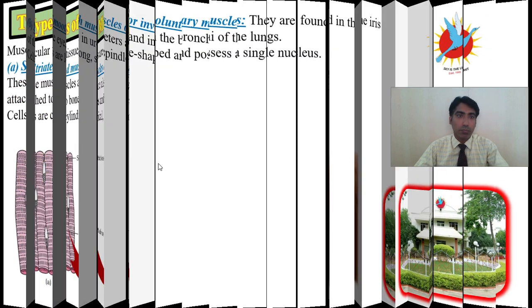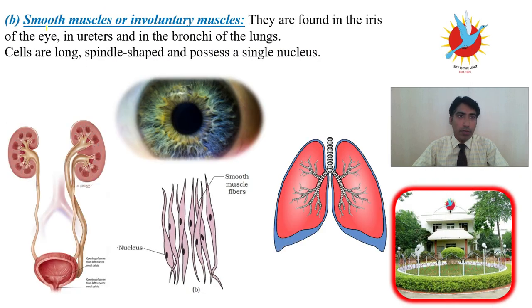Next category of the muscular tissue is smooth muscle, or involuntary muscle. They are found in the iris of the eye, in the ureters and in the bronchi of the lungs. Cells are long, spindle shaped, and possess a single nucleus. Here in this diagram you can see that these are single cells that contain only one nucleus, and they are spindle shaped, meaning they are narrow at both ends. Their ends taper, so that is why they are called spindle shaped.